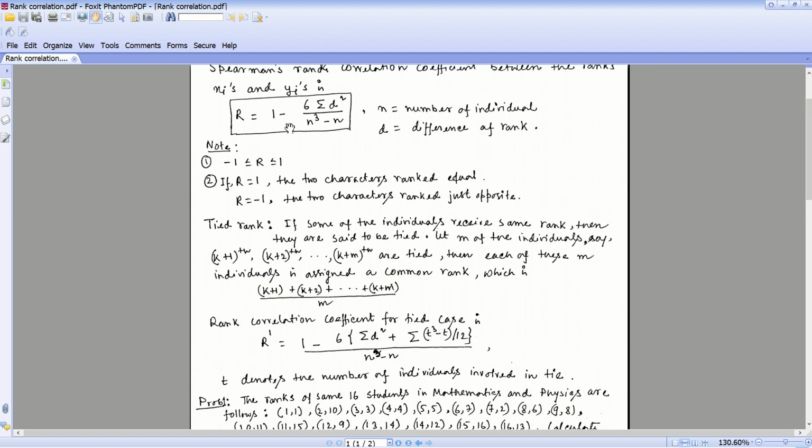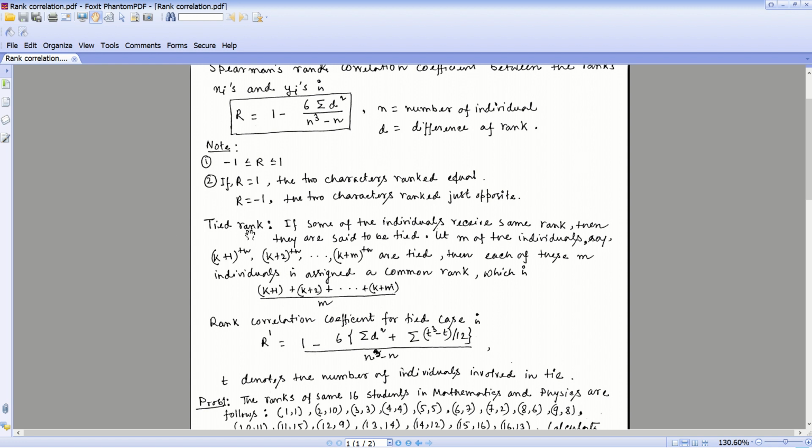Now there is a note on Spearman rank correlation. Number 1, the rank correlation coefficient always lies between minus 1 and 1. Number 2, if R is equal to 1, then the two characteristics are ranked equally, and if R is equal to minus 1, then they are ranked just opposite.